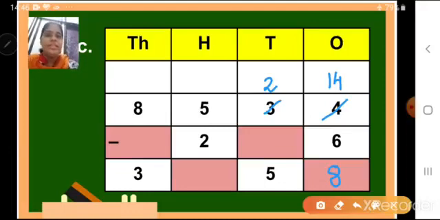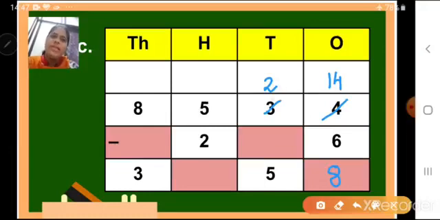Children, now let us move towards tens place. In tens place, you can see that we have here 2 as minuend and 5 as difference. Correct? We have to find the subtrahend. Now how to find the subtrahend? We have to subtract. What we will subtract? Minuend minus difference. Now as you can see in the minuend we have 2.